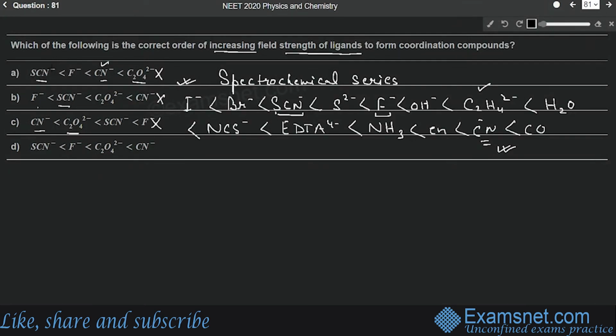Now in the last one we can see SCN minus, that means thiocyanide. Yes, this comes first. Then fluoride. Yes, second is fluoride. Then C2O4 2 minus. Okay, this is also correct. And then CN minus. Yes. So this is a correct sequence. So option D will be the correct answer. Okay.